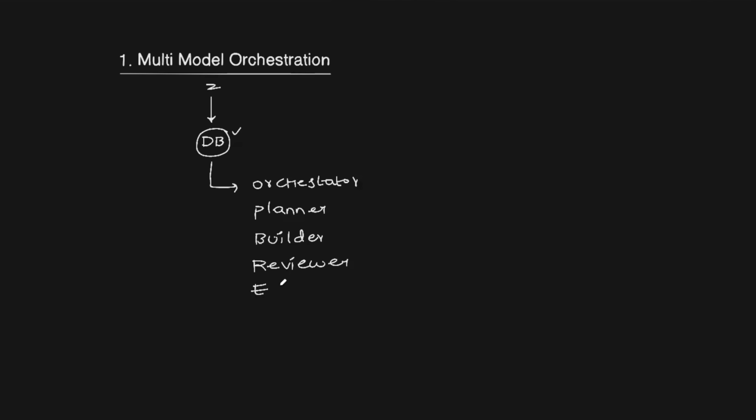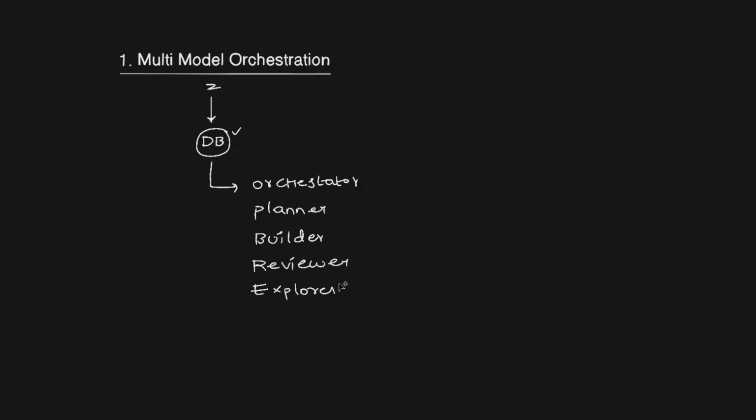Let's say you ask Kimchi to create a database in AWS. This is a complex task. So what Kimchi does, it breaks this task into 5 subtasks and grants each subtask a role like orchestrator, planner, builder, then reviewer, and finally explorer.